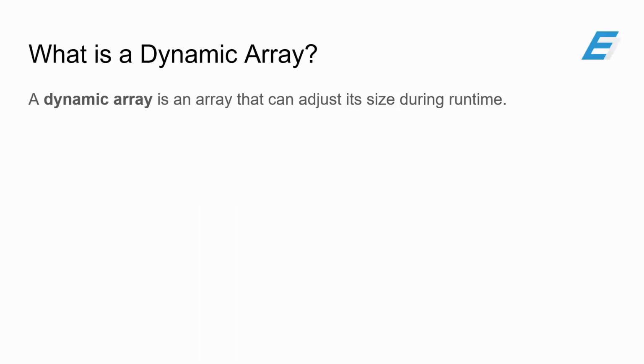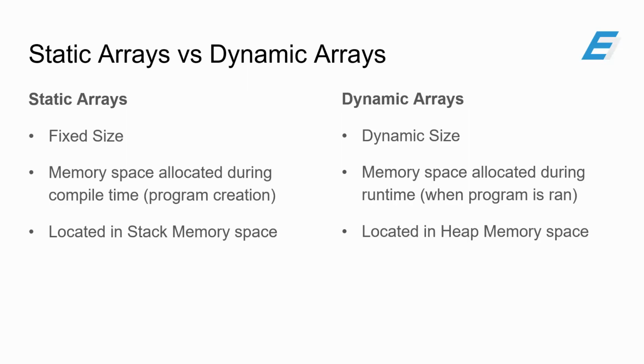First off, what is a dynamic array? A dynamic array is an array that can adjust its size during runtime. So what are the differences? First off, static arrays are fixed in size, like I said before. Static arrays allocate or reserve memory space in your computer's memory during compile time. Now, what compile time means is when the program is created.